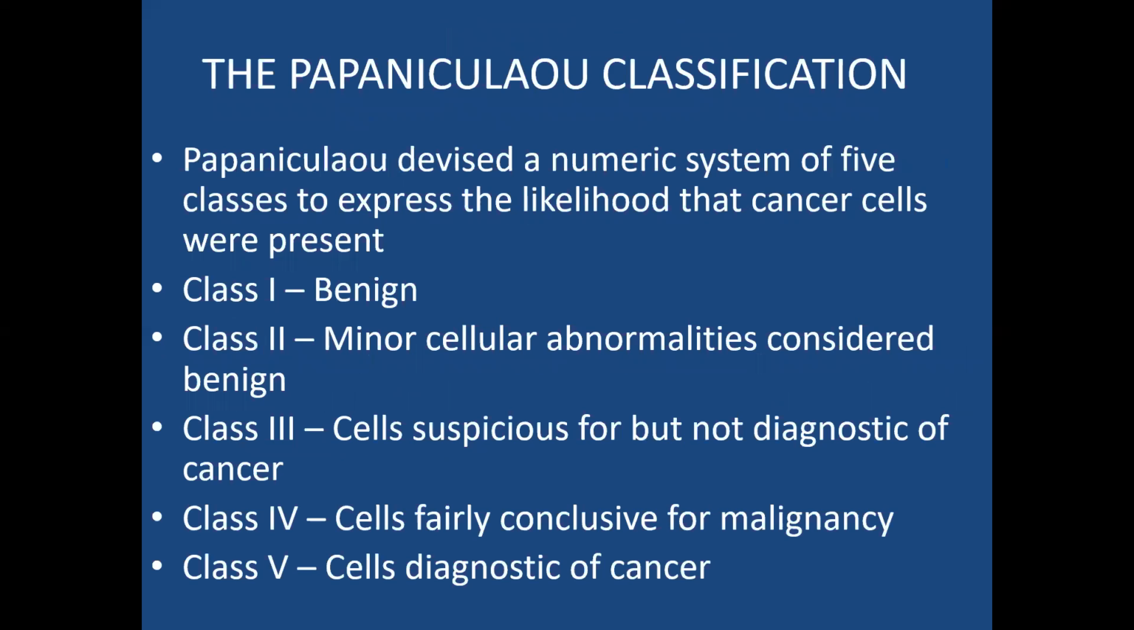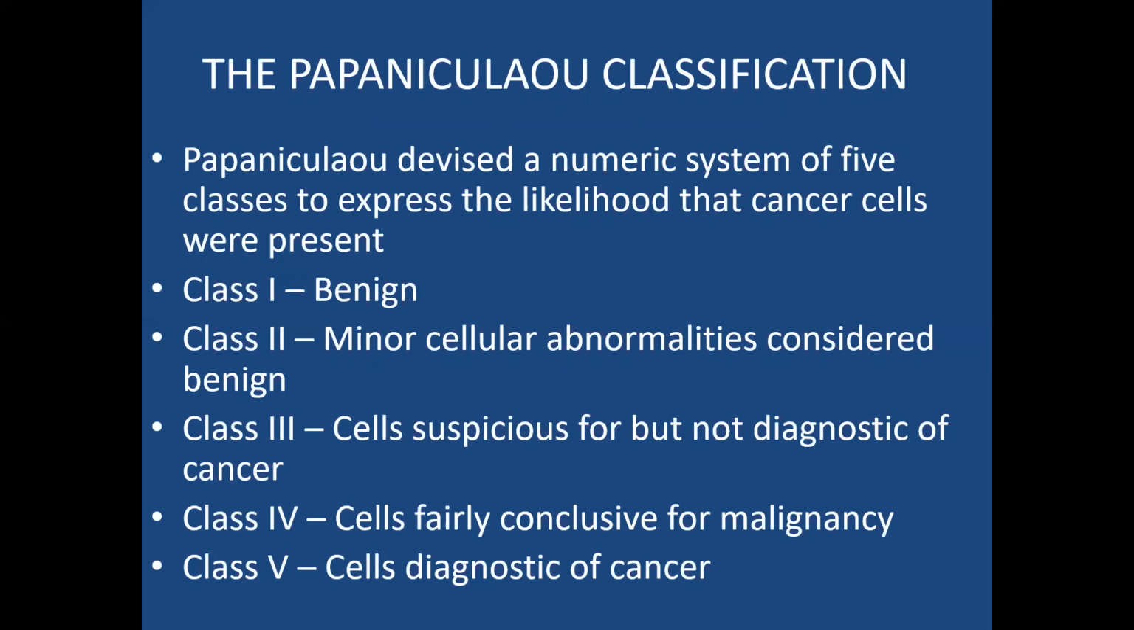So this cervical smear reporting all started with Dr. George Papanicolaou, because he was the one that started experimenting with these things, and he came out with a numeric system of 5 classes that you use to report. This reporting system, or these classes, usually express the likelihood that cancer cells were present in a woman's cervix or not. So we had class 1, class 2, class 3, up to class 5.